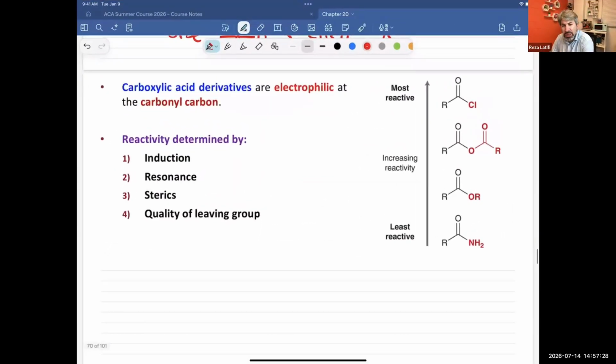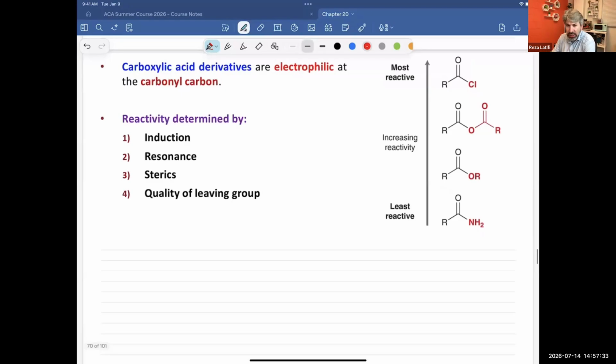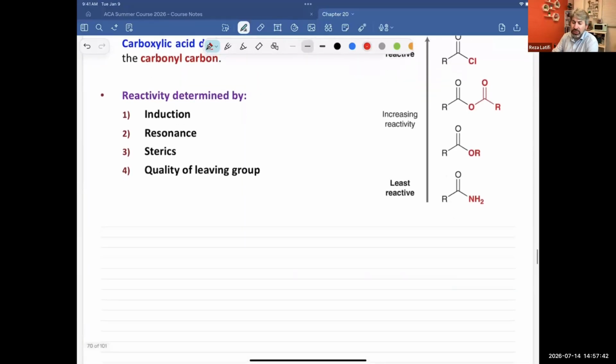How do I pick the best starting chemical compound or the best leaving group? And again, I said that chloride is the best leaving group and NH2 is the worst leaving group. In order to figure out how to pick the best leaving group, go with this trick. So you have chloride, and then we have O, C, O, and here R. Next one is O, R, and next we have NH2. Of course, all of them are coming with a negative charge.